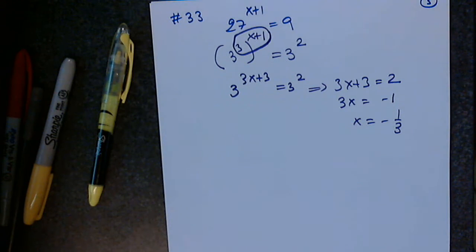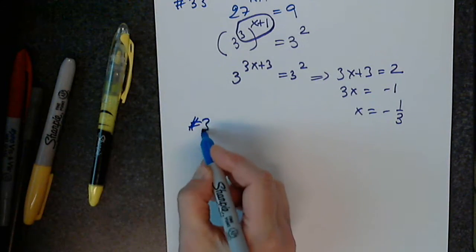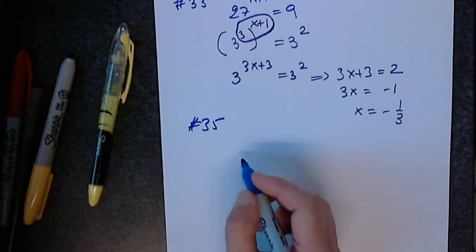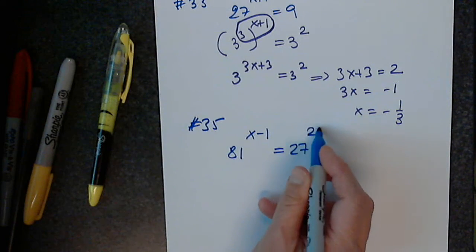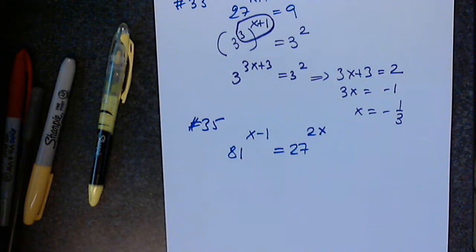It's up to you. Should we practice more? I'm more than happy, of course. Let's work on 35. 81 raised to x minus 1 equals 27 raised to 2x. Okay, 2 minutes. Let me know if you need help.